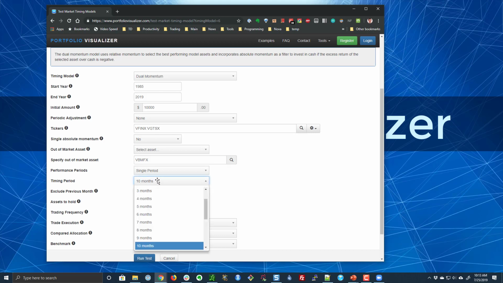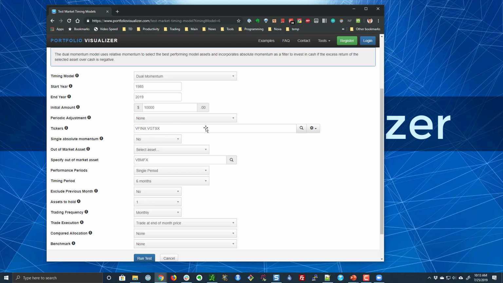And here, let's just use a look back of 6 months. Over the past 6 months, it's going to find the best performer between the US market and the international non-US market. It's going to choose the best out of these two, so it's only going to be invested in one. That's the concept of relative momentum.